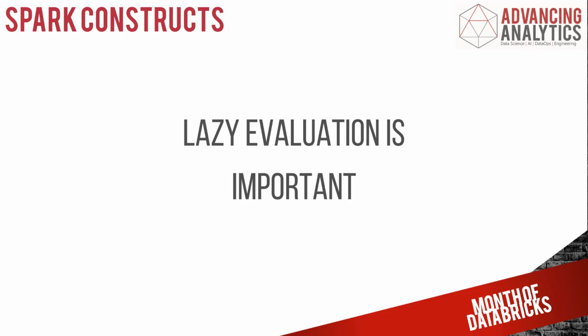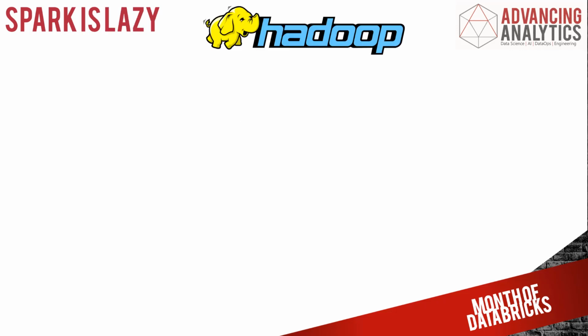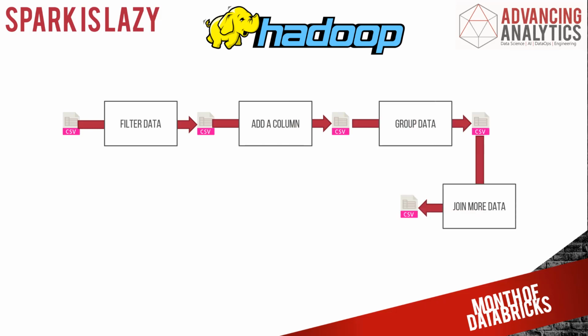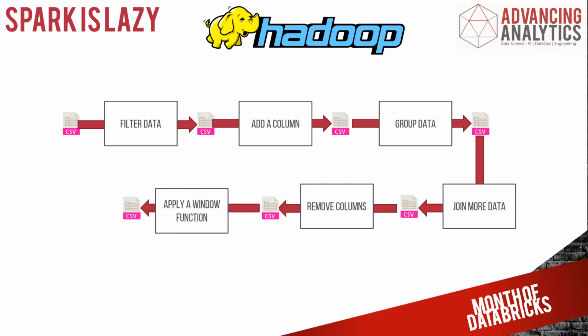If you've ever had to work with Hadoop, then you'll know that Hadoop pretty much did everything in a very step-by-step process. You'd say, okay, I want to load in some data, and then maybe filter that data. So it picks that data up, filters it down, and lands it back into another file. Then you want to add another column. Lift that data up, do something with it, put it down, group that data. Then join some more data onto it, maybe remove some columns. Maybe then apply some kind of window function to it before I eventually land it back down.